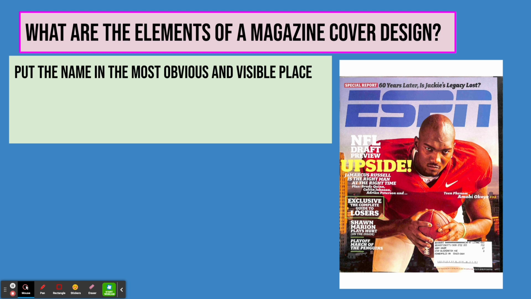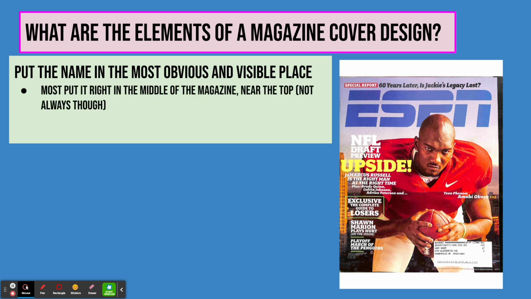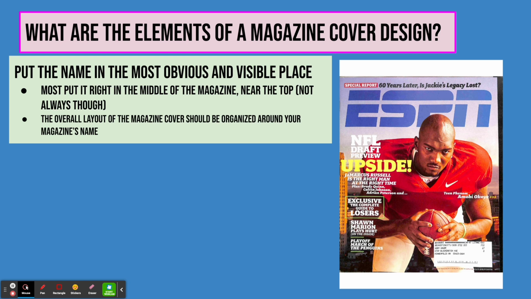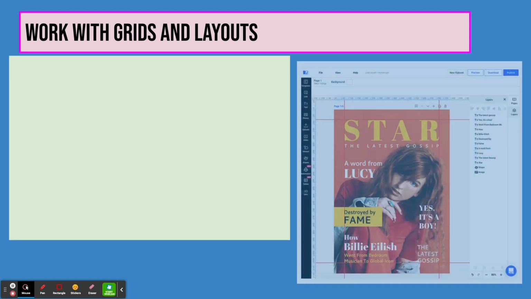One rule that all professional designers follow is to make the magazine's name the most prominent feature of the cover. So make it big, bold, and as visible as possible. Okay, put it right in the middle of the magazine. You don't always have to do that, but for the most part you should, unless you have a better idea, which is open for discussion. The overall layout of the magazine cover should be organized around that magazine's name. Okay.